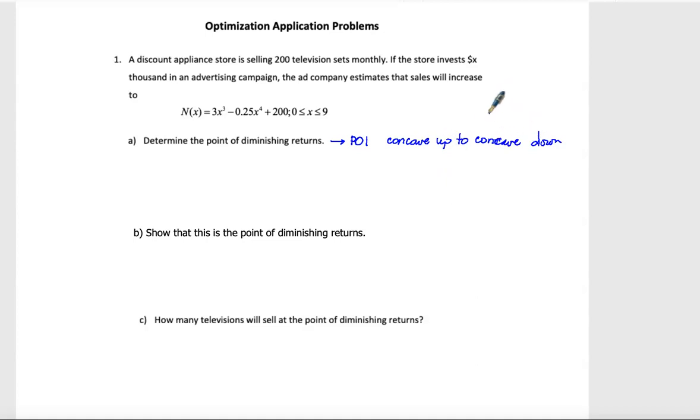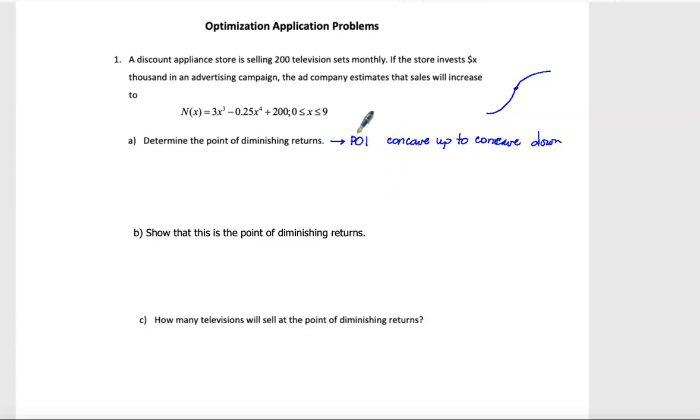Meaning, if it changes from concave up, the returns here are increasing more rapidly. And then here is your point of inflection, and then it changes to concave down. So here the revenue still increases, but at a much slower rate. That's why it's called diminishing returns. Okay, so for letter A, it says, determine the point of diminishing returns.